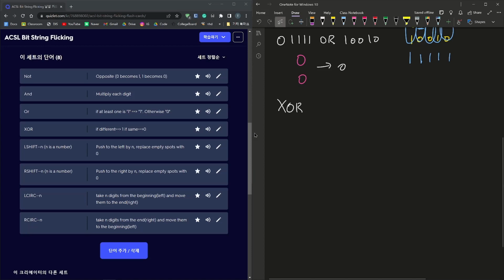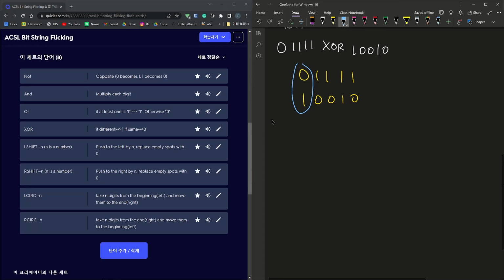XOR, that's a very interesting function. The Quizlet says if different, 1; if same, 0. That's pretty straightforward. Let's use the exact same example: 0 1 1 1 1 XOR 1 0 0 1 0. Let's compare each digit.